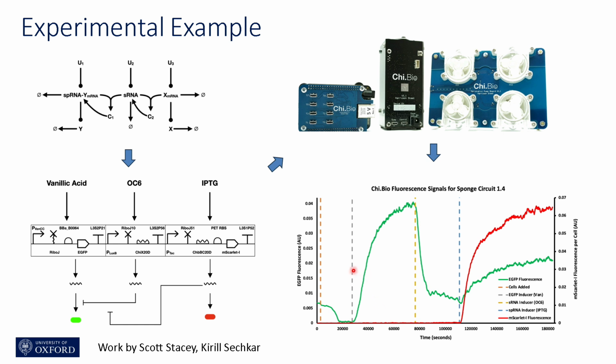I turn on the green output by turning on this vanillic acid inducer. Then at some point I turn on the middle thing, which then makes the green go down. At some later point I turn on the red input by adding this inducer, which then means the red goes up and the green also goes up because of this competition between those molecules in the middle.